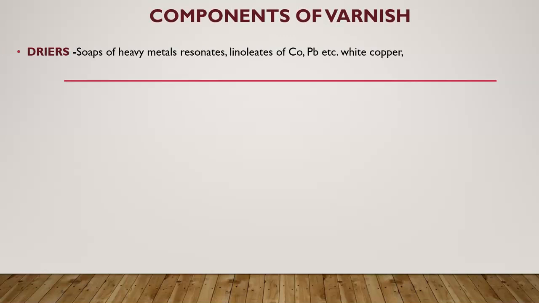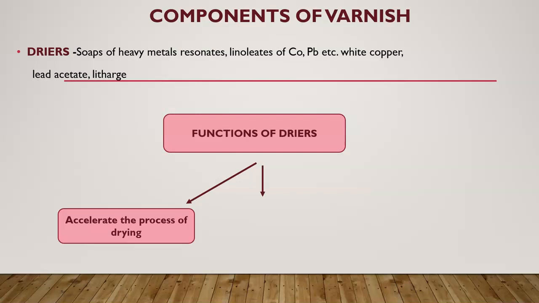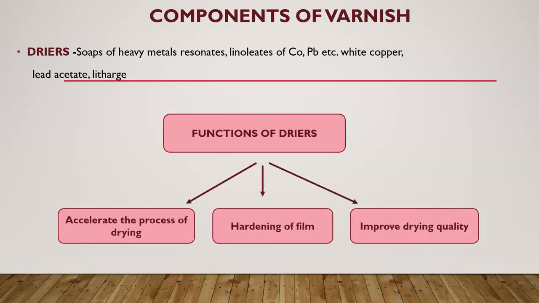The other component are the dryers. The dryers are soaps of heavy metals. They are the resinates or linoleates of cobalt, lead, etc. White copper, lead acetate, litharge are also used as dryers. Dryers accelerate the process of drying. They harden the film and they improve the drying quality of the varnish film.